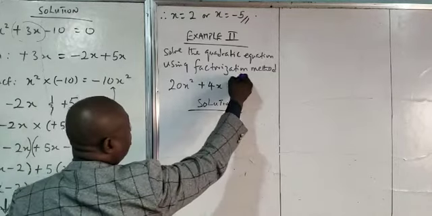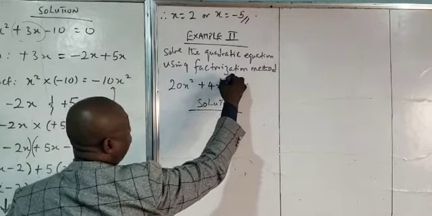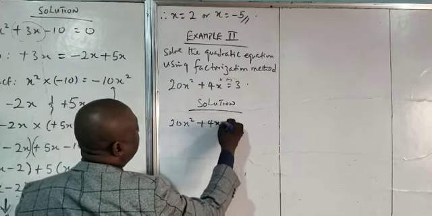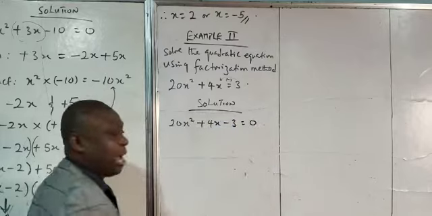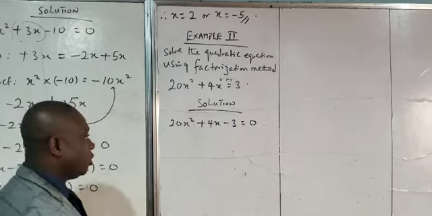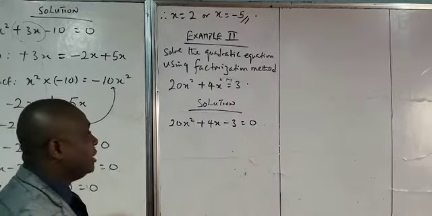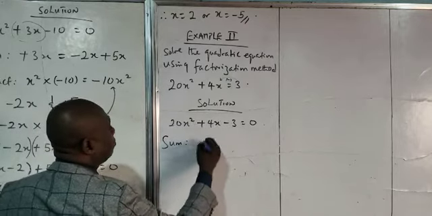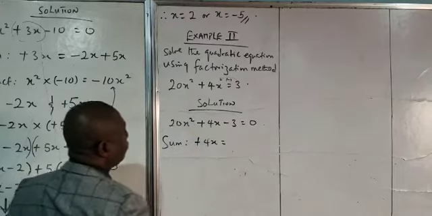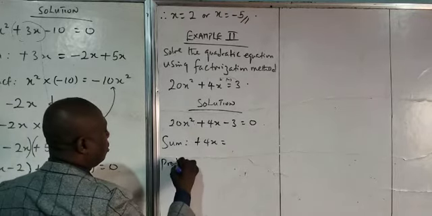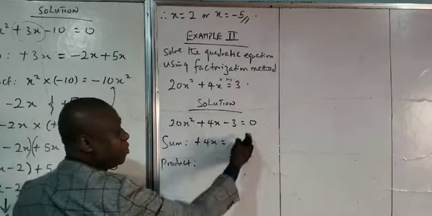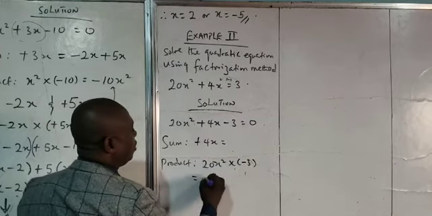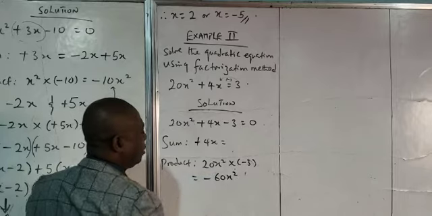side. If you bring 3 to the left-hand side, that is going to give you minus. So you have this as 20x squared plus 4x minus 3 is equal to 0. At this point, you have a quadratic equation. So what is the next thing to do is that you take your sum and your product. The sum is plus 4x. And the product becomes the coefficient of x squared and the constant. So you have this as 20x squared times minus 3. That will give you minus 60x squared.